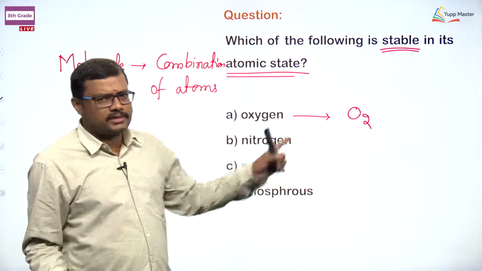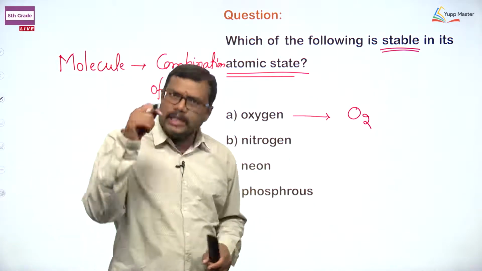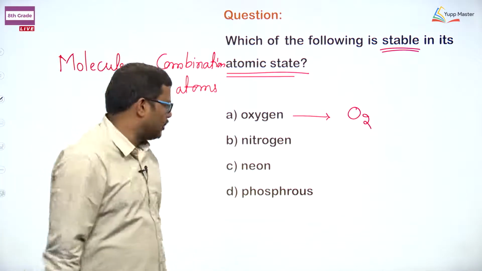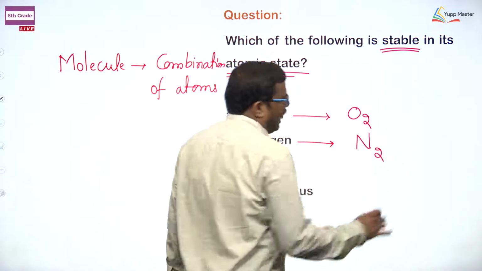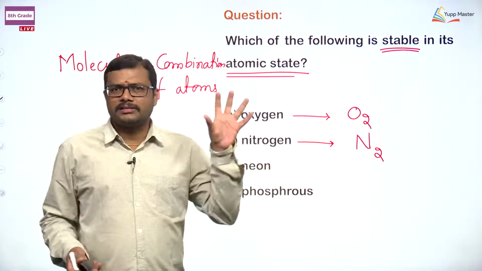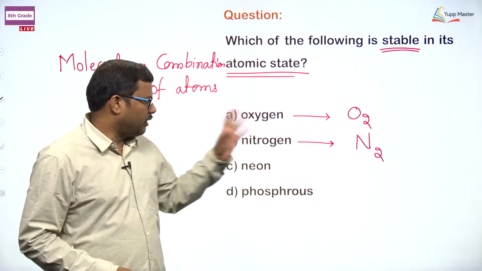It will not exist as an oxygen atom because the oxygen atom is unstable. The oxygen molecule is stable, so two oxygen atoms combine together and form the oxygen molecule. Nitrogen, we know, in nature exists as N2 gas. Nitrogen cannot exist in nature as a nitrogen atom. Nitrogen exists as a nitrogen molecule in nature, right?